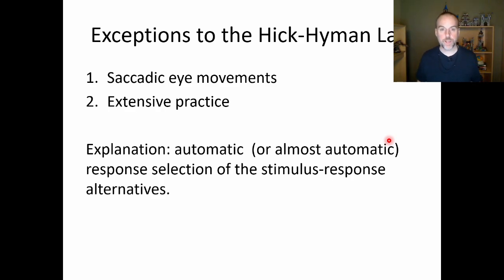All right, we saw 2 exceptions. So with saccadic eye movements, remember the brainstem caused the exception. With extensive practice, it was the extensive practice that made the relationship automatic and caused the exception. And overall, the way we can explain both of these is whenever response selection is automatic, and by that I mean it's the same duration for 1 choice, 2 choice, 4 choice, 10 choice, we will see an exception. And there could be different reasons for that. It could be because you're using the brainstem, or it could be that you've had extensive practice with the task.